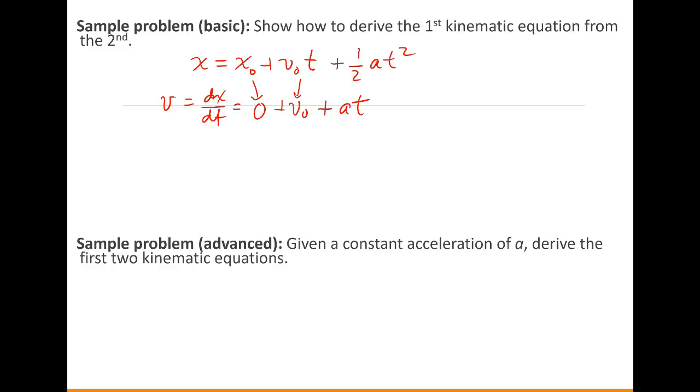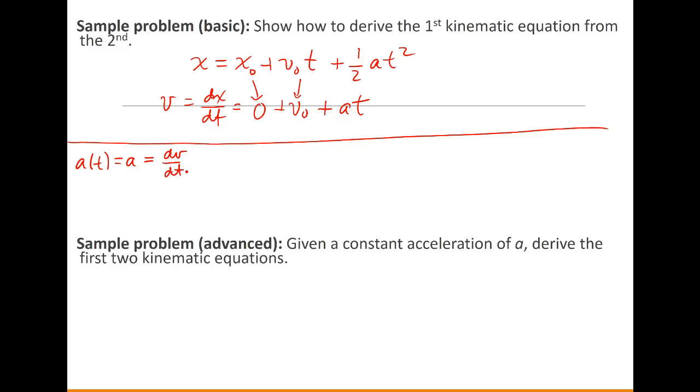Okay, now we also want to do the second problem on here, which is namely, given a constant acceleration of a, derive the first two. And in order to do this, we're going to start up here and we're going to say that a of t is equal to a, but that's equal to dv dt. And so we're actually going to work our way backwards.